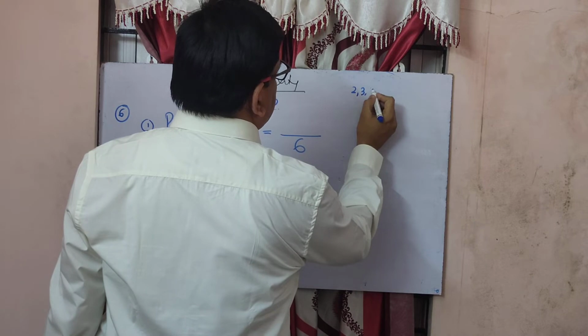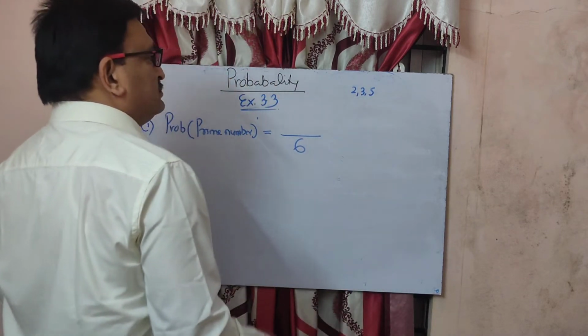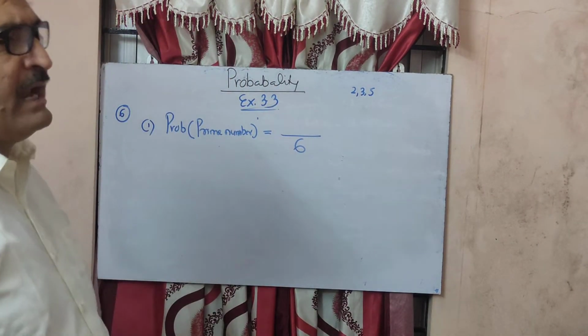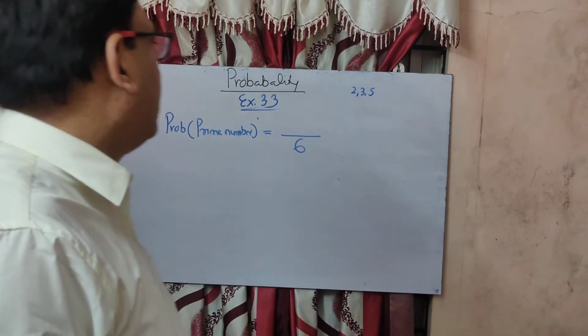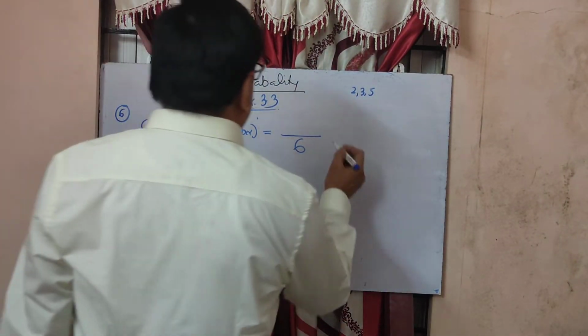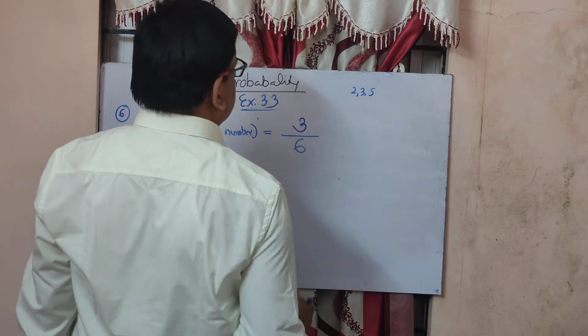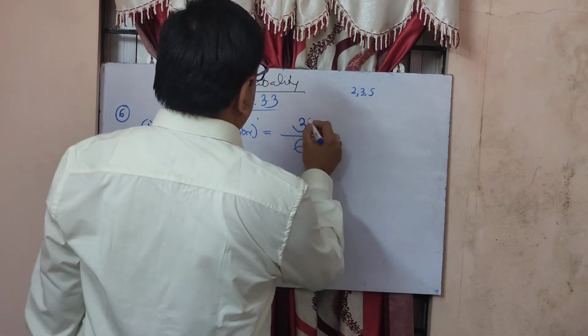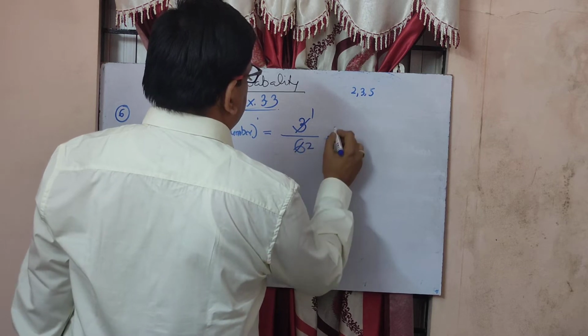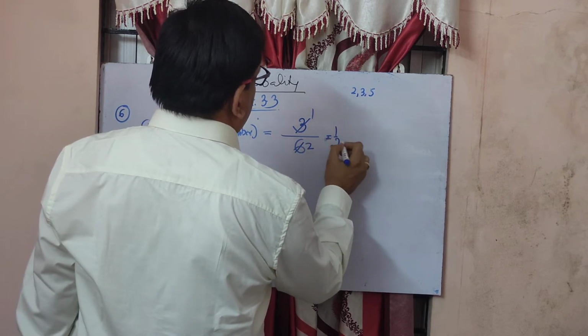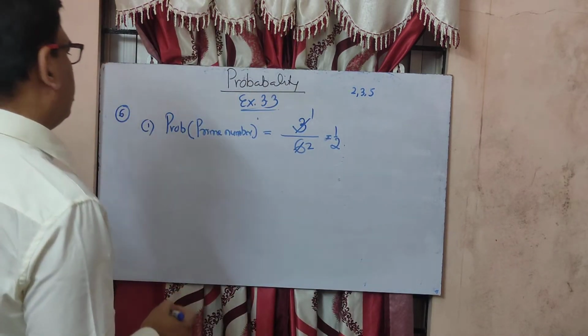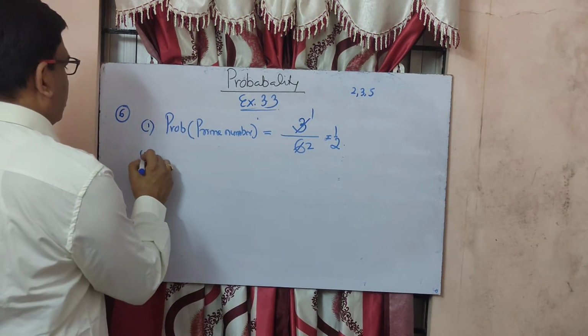So out of these, what are the prime numbers? 2, 3, 5 are called prime numbers, and 1 is not a prime number. So there are 3 numbers. So that is 3 upon 6. Or if it is possible, cancel it. That is 1 upon 2. The answer. What is the second question in that?